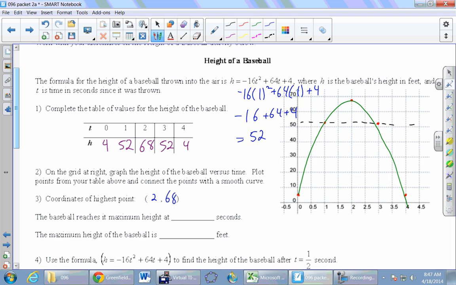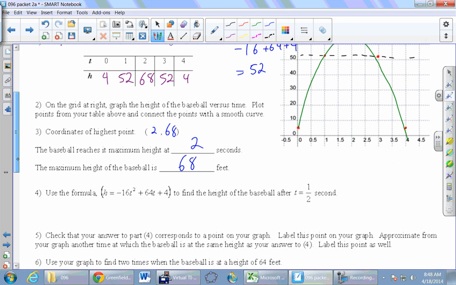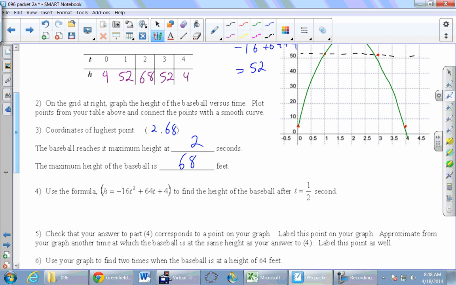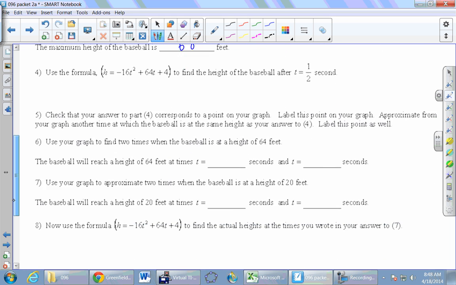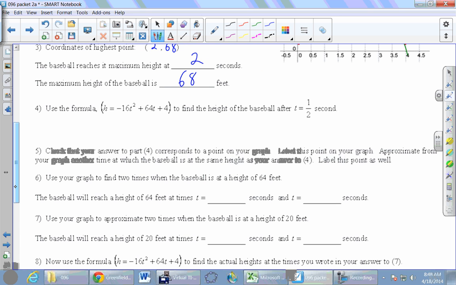Okay, so let's fill in here. The baseball reaches, there's a typo, reaches its maximum height at how many seconds? 2 seconds. The maximum height of the baseball is 68 feet. Okay, we're going to skip number 4 and 5 and jump down to number 6.